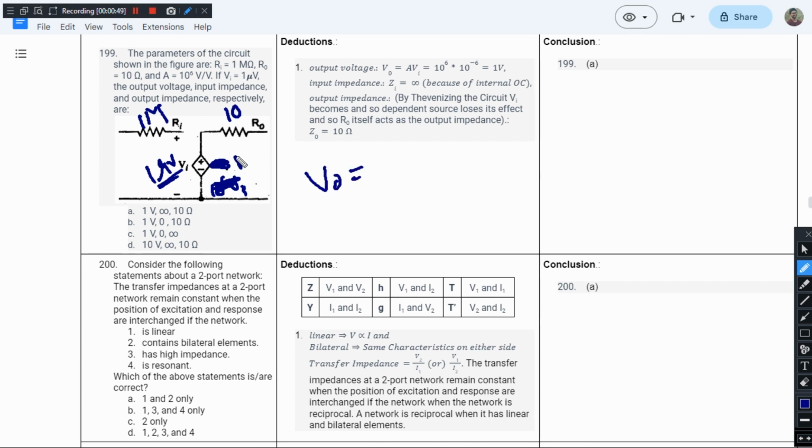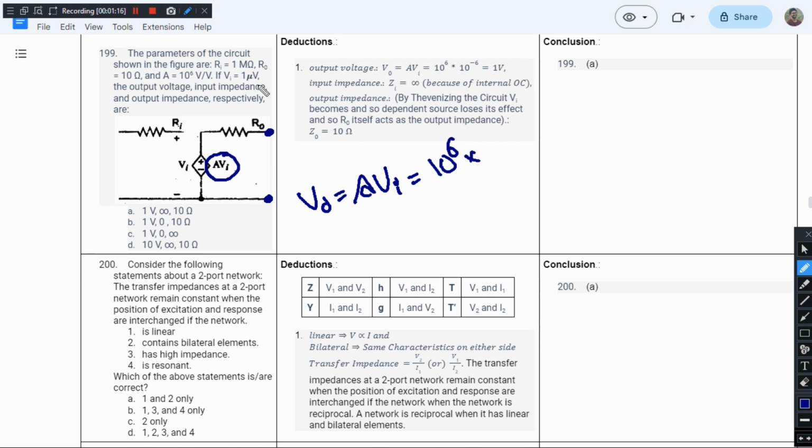If you look at this figure, the output voltage is the voltage across these two terminals. If you don't have a load connected here, there will not be any current flowing through this R0, so there won't be any drop across it. So A into Vi is going to be the output voltage. V0 equals A into Vi. We have been given A equal to 10 to the power of 6 and Vi equal to 1 microvolt, and we write micro as 10 to the power of minus 6, so it will be 1 volt.